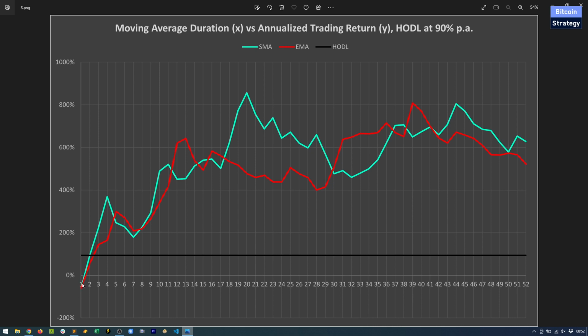When we look at one, this simply means looking at yesterday's price, so we're not really averaging out anything. But once you go above 15 days or so, we are pretty much in a very healthy outperformance range compared to buying and holding.